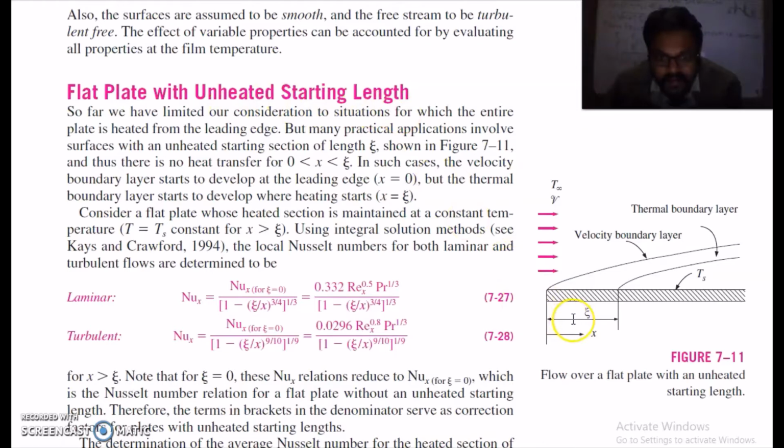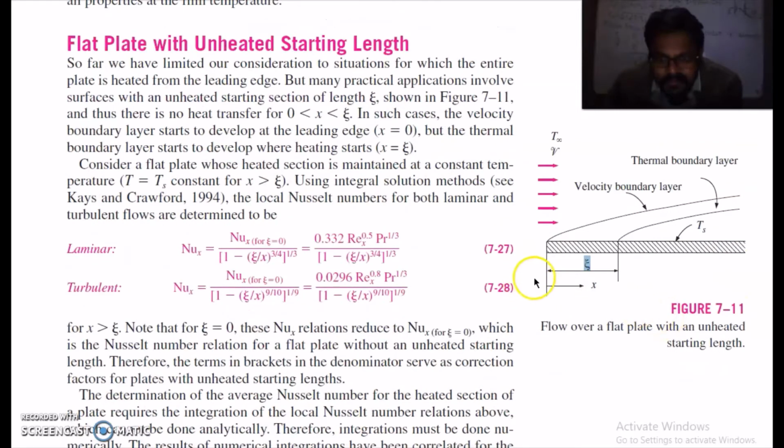Flat plate with unheated starting length. So far we had limited our consideration to situations for which the entire plate is heated from the leading edge, but many practical applications involve surfaces with an unheated starting length. So in this unheated section, the velocity boundary layer will develop first, and at this point this is the heated section here. So here you have the thermal boundary layer. So consider a flat plate whose heated section is maintained at a constant temperature Ts for x greater than this value, meaning beyond this you have the heated section.